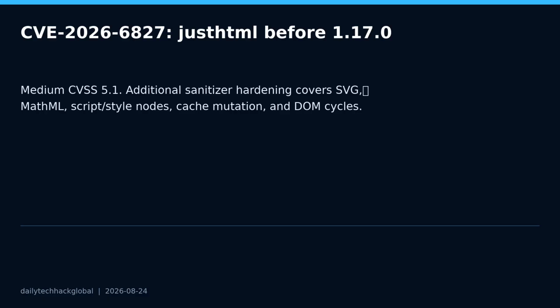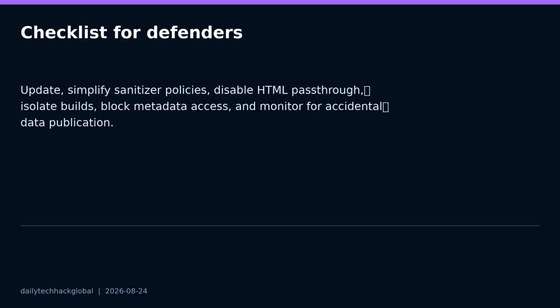Custom policies that preserve foreign namespaces such as SVG or MathML may allow dangerous content to survive sanitization and become active after reparsing. Other fixes address resource loading CSS, programmatic script and style nodes, sanitize pipeline cache mutation, and DOM cycles that could cause infinite loops. Upgrade to 1.17.0 or later, and simplify custom policies unless you can prove they are safe.